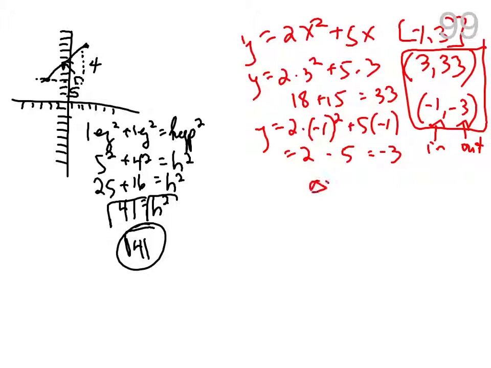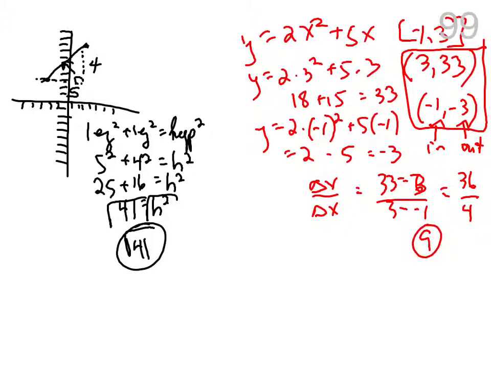Now I'm going to do change in y over change in x. So 33 minus -3 over 3 minus -1. 33 minus -3 is 36. 3 minus -1 is 4, and 36 over 4 is 9. Okay? So again, if it reduces to a whole number, I do expect that. But if it's not a whole number, let it be. Particularly with something like rate of change, which is never a decimal because it's a slope.